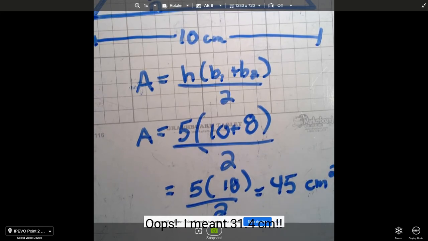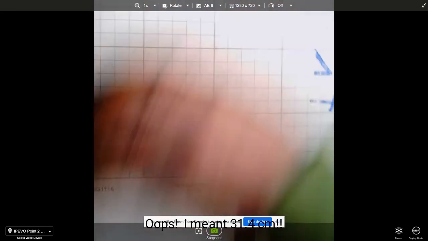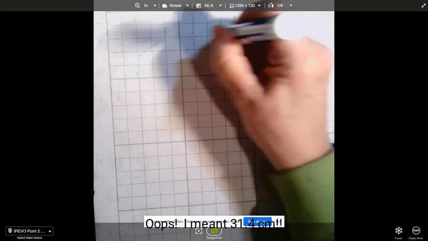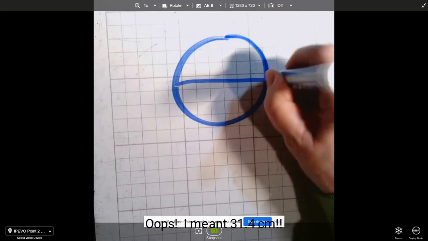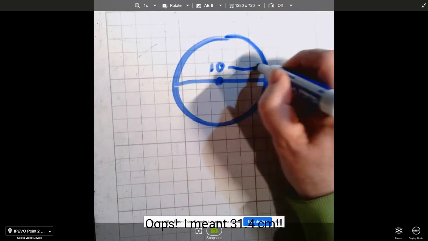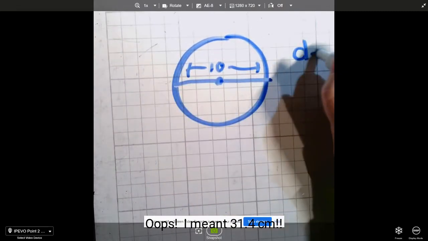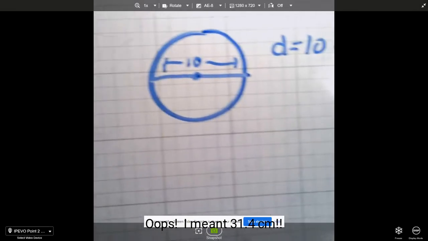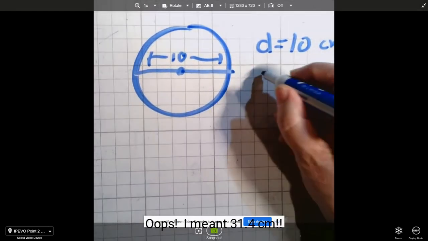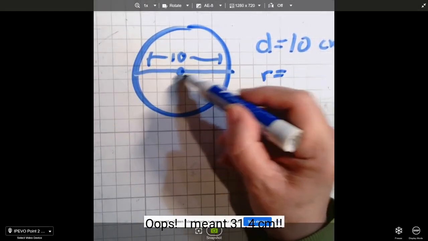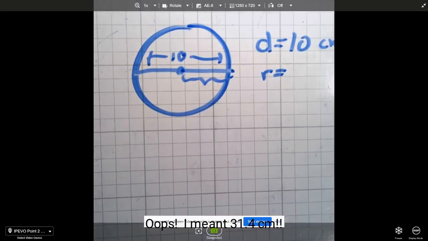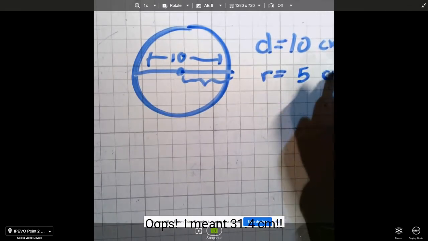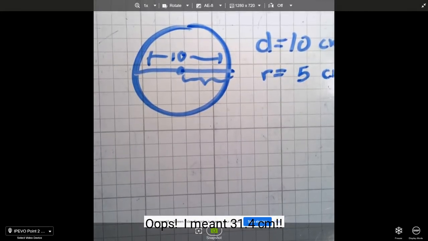And number 12 says find the area and circumference of the circle. And it says to use 3.14 for pi. So it gives you the circle, and it gives you this here is 10. So they give you the diameter is 10 centimeters. But if you remember, your formulas are using the radius. So the radius is only this piece, right? Or the other side, it doesn't matter. But if this is 10, then your radius would be 5 centimeters. So your radius is always half of your diameter.